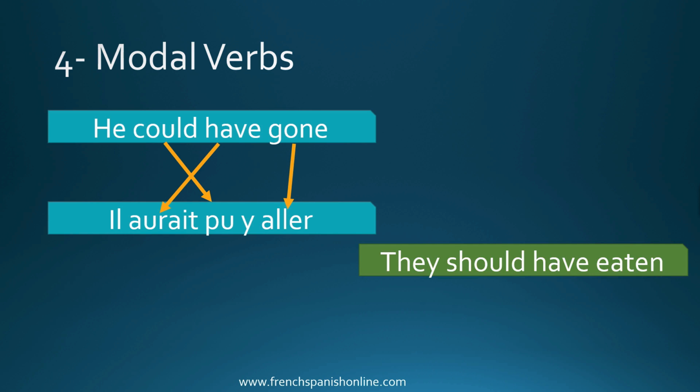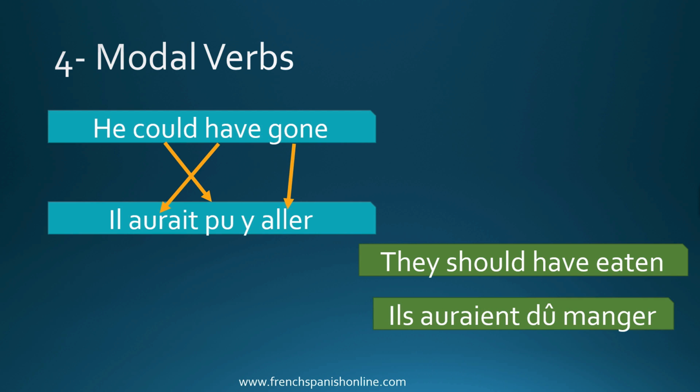Another example: they should have eaten. Here the modal verb is should. Again, we have no such thing in French, so we say ils auraient dû manger. The same thing: should becomes the past participle dû, and have becomes the auxiliary verb in the conditional mood, auraient, in French, and eaten is the infinitive manger, so er at the end.